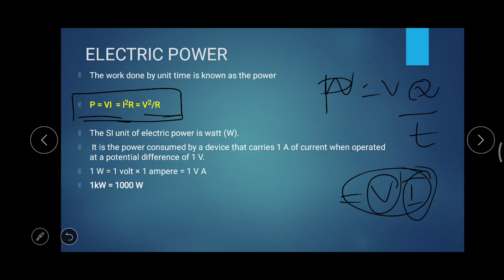The SI unit of electric power is watt. Actually, 1 watt is the power consumed by a device that carries 1 ampere of current when operated at a potential difference of 1 volt. If it is asked to define 1 watt, then you have to write this. If the power value and the time value are given, and you are asked to find the energy or the work done, you just multiply the power with the time.